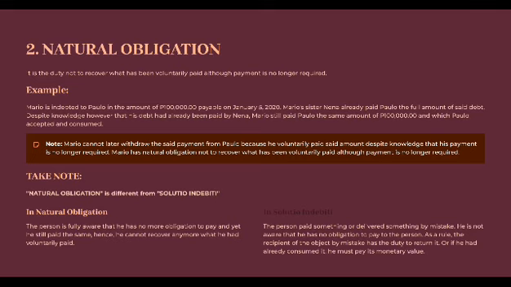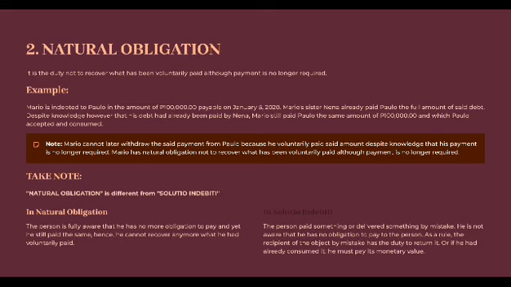Mario's sister, Nena, already paid Paulo the full amount of said debt. Despite knowledge, however, that his debt had already been paid by Nena, Mario still paid Paulo the same amount of P100,000.00, and which Paulo accepted and consumed. Note: Mario cannot later withdraw the said payment from Paulo, because he voluntarily paid said amount, despite knowledge that his payment is no longer required. Mario has natural obligation not to recover what has been voluntarily paid, although payment is no longer required.